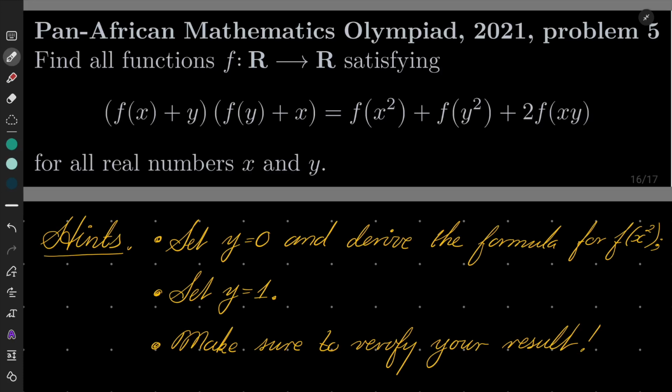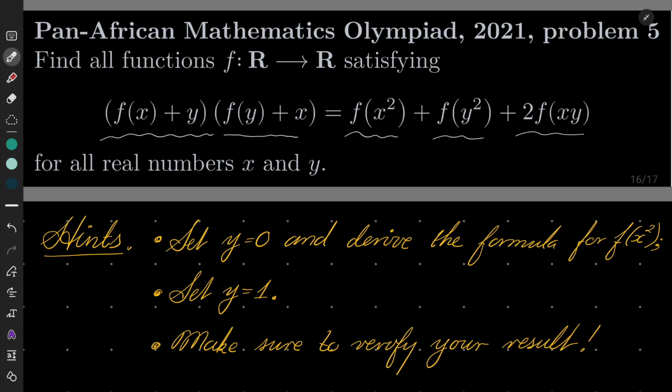Hello friends, in this video I'd like to solve the following problem from the Pan-African Mathematics Olympiad 2021, problem number 5. We want to find all functions f from the set of real numbers into itself, satisfying the following functional equation. f(x + y) times f(y + x) equals f(x)^2 + f(y)^2 + 2 f(xy) for all real numbers x and y.